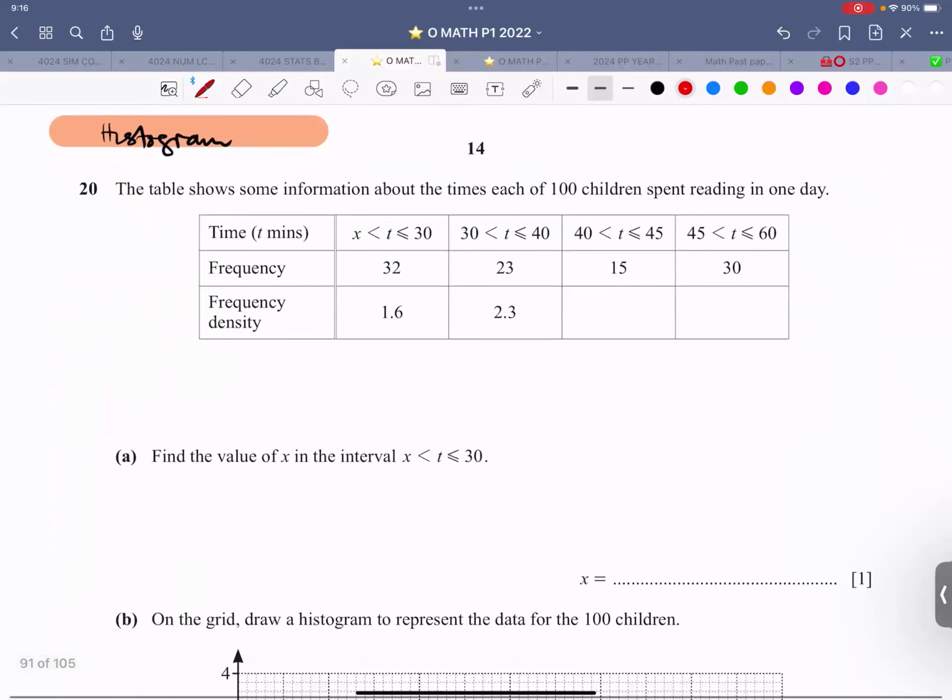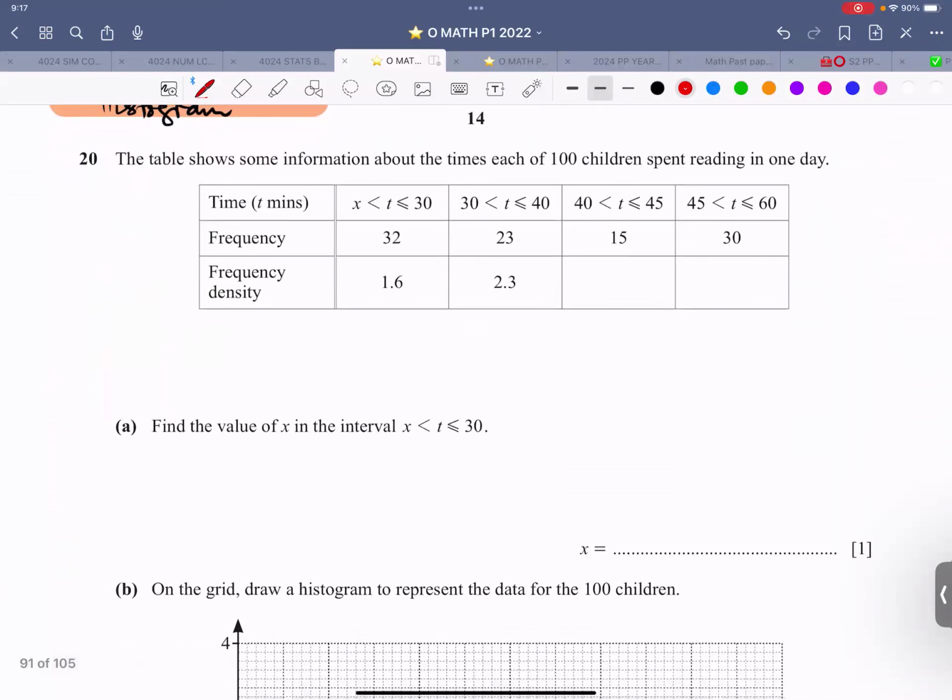Question number 20, this is histogram. The table shows some information about the times each of 100 children spent reading in one day. First part, find the value of x in the interval where t lies between x and 30. We have to find x. Now, this looks like a good question. This is the piece of information. So we know that frequency density is class frequency over class width.